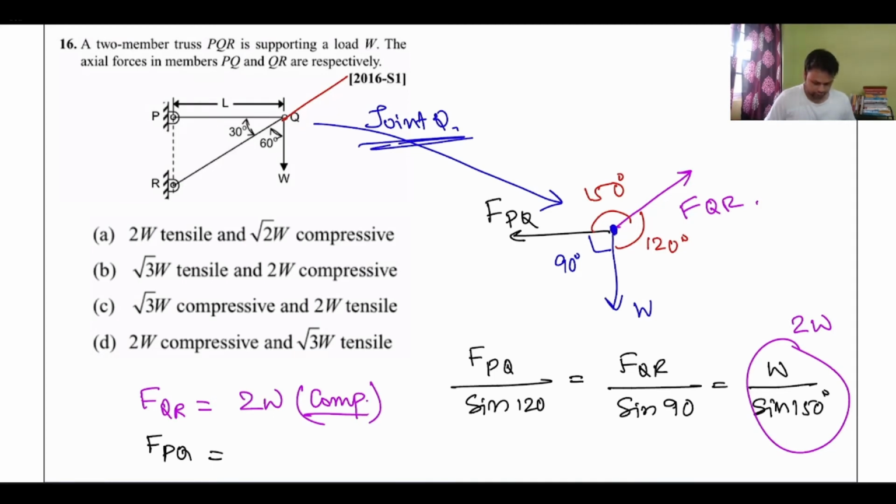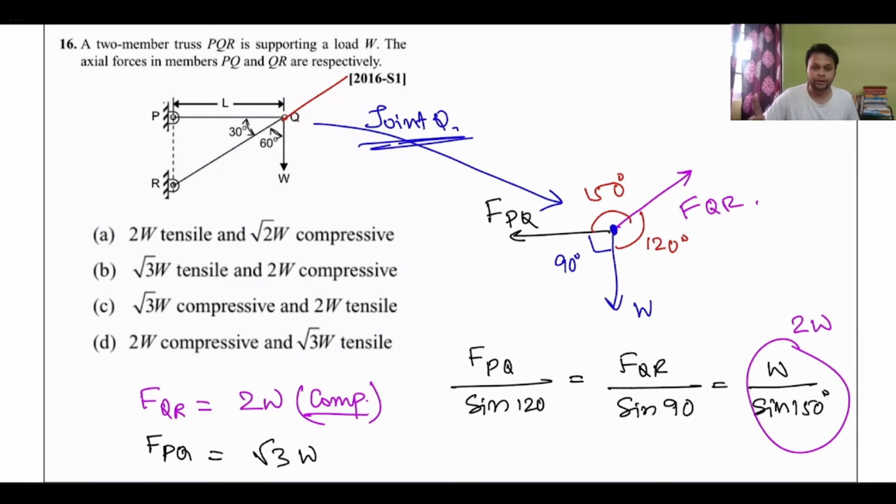Cos of 30 is root 3 by 2, right? So this becomes root 3 by 2 into 2W, that is root 3 W. So I've at least found out the magnitude. Now I have to find out the direction, the nature of forces. So how to find out the nature of forces?